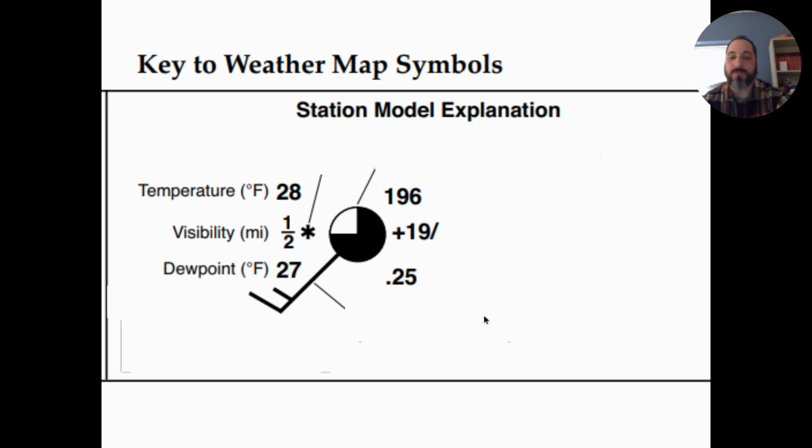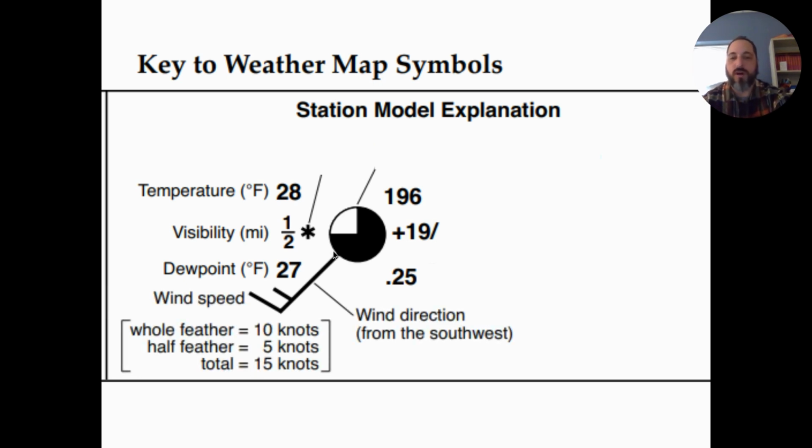Next, we're going to look at this prong right here coming off of our station model. And that's going to tell us our wind speed and direction. So we are going to be looking at the direction that this is pointing in order to determine where the wind is coming from. So if you think about a compass where north is up, south is down, west is to the left, and east is to the right, this prong is pointed in between south and west, which means that the wind is coming from the southwest and going towards the northeast. Remember, we name winds based on where they're coming from and not where they're going.